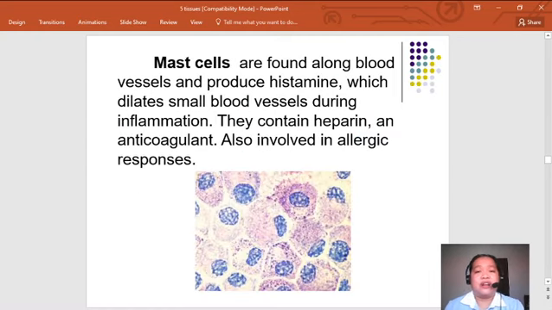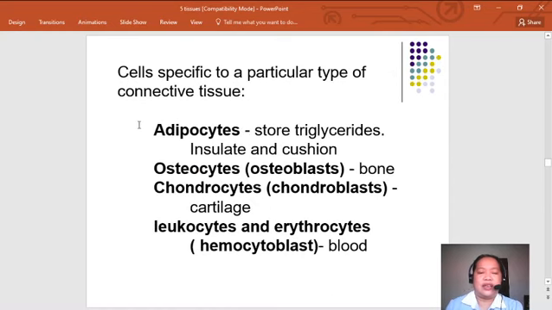Mast cells are found along blood vessels and produce histamine, which dilates small blood vessels during inflammation. They contain heparin, an anticoagulant. They are also involved in allergic response. Okay, cells specific to a particular type of connective tissue: we have here the adipocytes, osteocytes, chondrocytes, leukocytes, and erythrocytes.